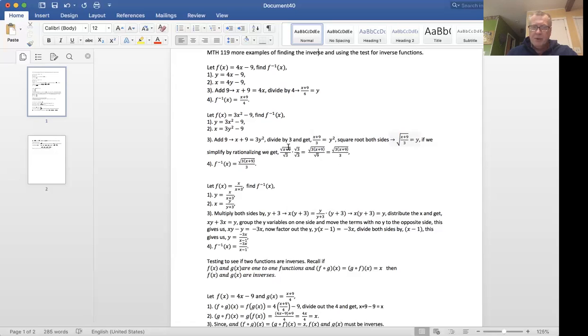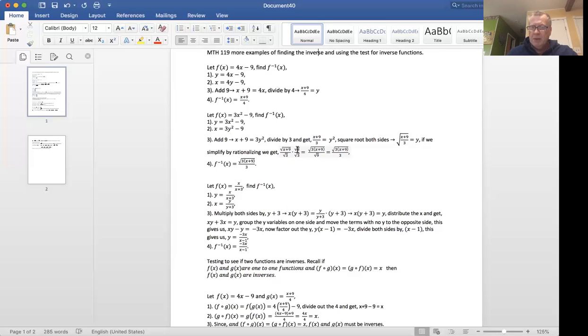So the first thing we're going to do is we're going to rewrite the square root of x plus 9 over 3 as the square root of x plus 9 over the square root of 3. Remember, with square roots, you can take the square root of the top and bottom separately if we have a fraction. Then we're going to rationalize by multiplying both top and bottom by whatever's in the denominator. So in this case, it's square root of 3.